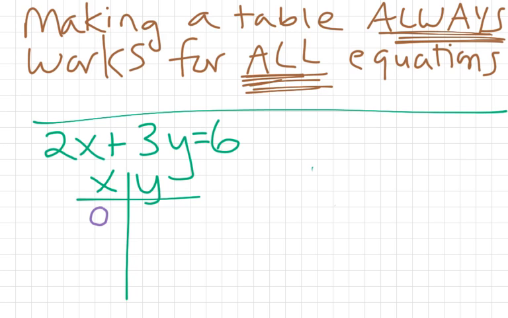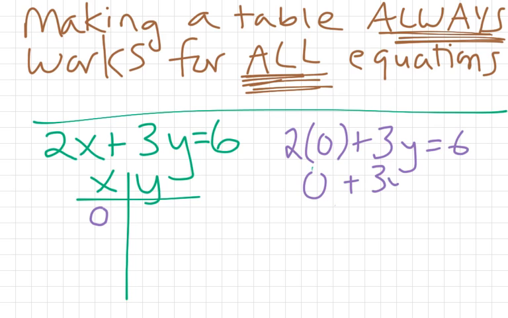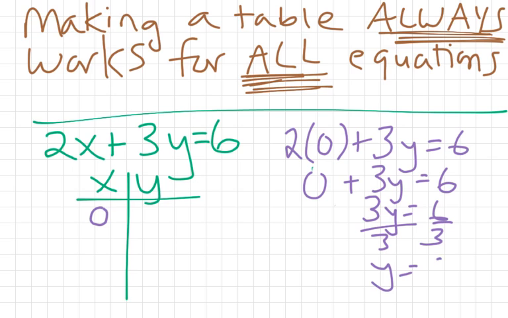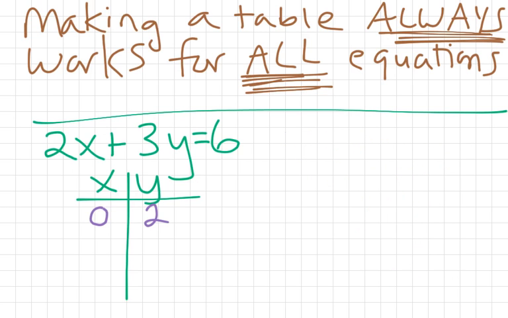It is Miss Taylor's favorite number for a reason. So I'm going to take that 0, plug it in for the x. 2 times 0 is 0. 0 plus 3y is 3y. Divide both sides by 3, and I get y is equal to 2. So yay. We should pick another number for x. We'll pick a 1 for x.